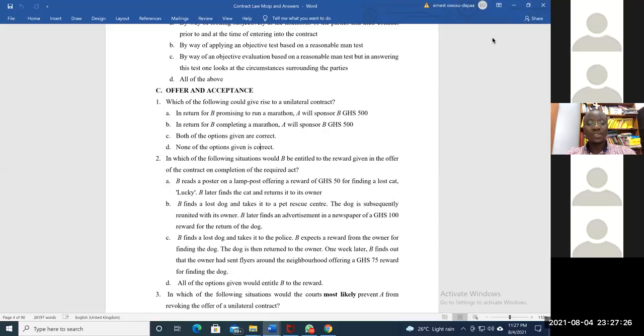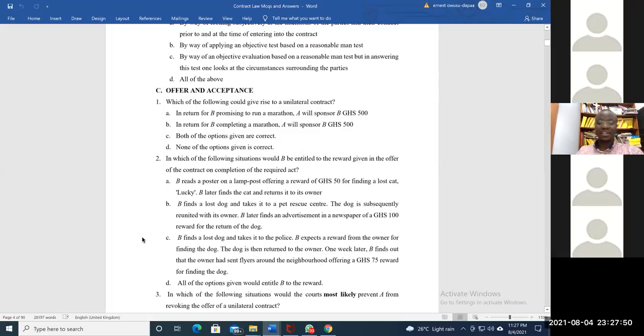So which one do you think is the correct answer? We are still in the area of unilateral. Yeah, so let me look at your answers. Ninebe has gone for A. Obey has also gone for A. S has also gone for A. Okay.